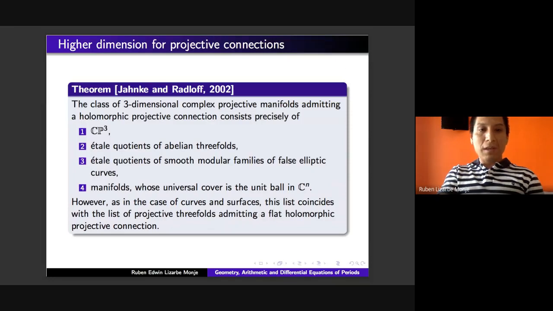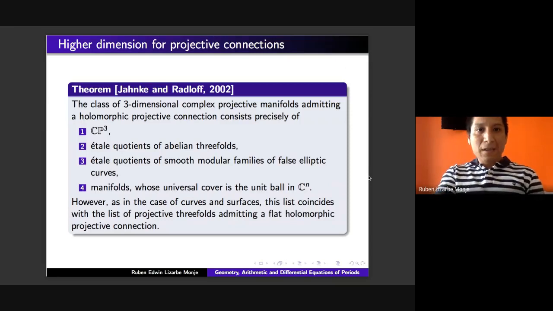In the fourth possibility, it is true that it admits a projective connection only if it admits a projective structure. It's a flat holomorphic projective connection. It's equivalent in the case of projective manifolds.